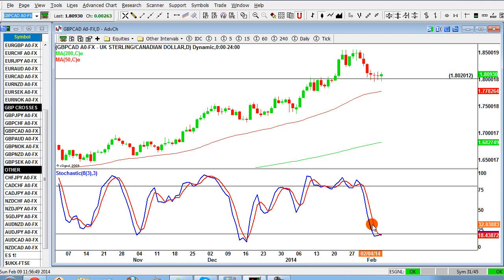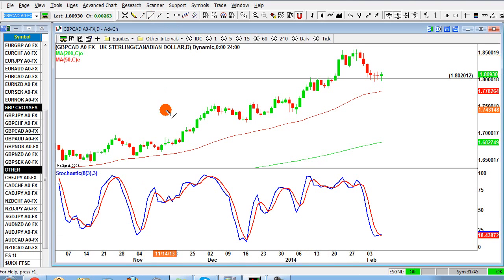And the stochastic is also giving us that lovely hidden divergence. Now, we did get divergence. Don't get me wrong, we did get divergence to the upside, and that could have translated into a nice trading opportunity, selling it all the way back down. But we've reset ourselves because we've come from overbought down back into oversold, and we're waiting for that next leg higher. Again, you cannot argue with the trend here.